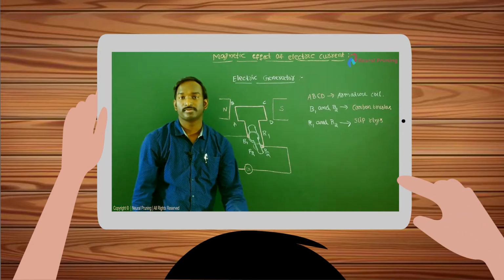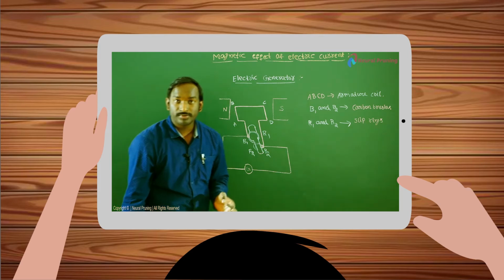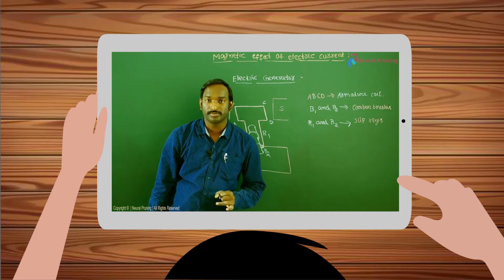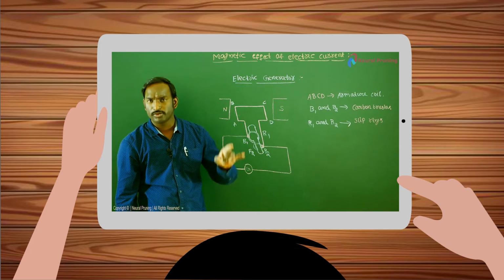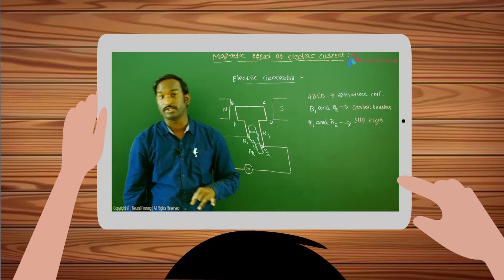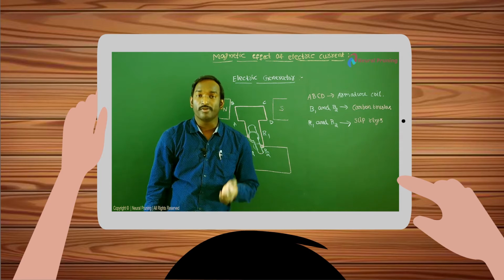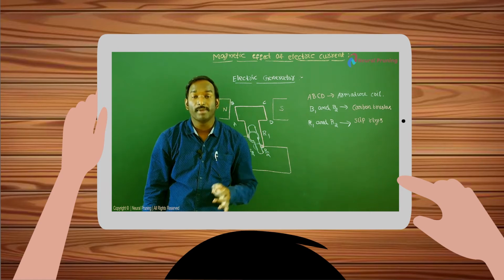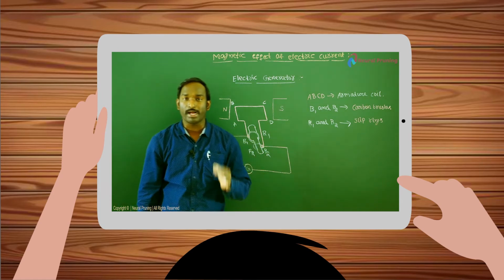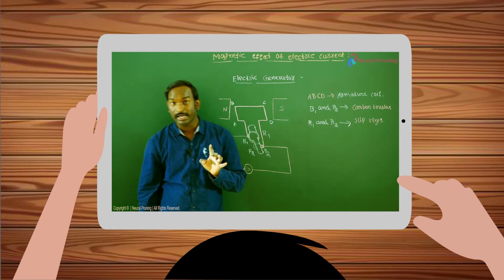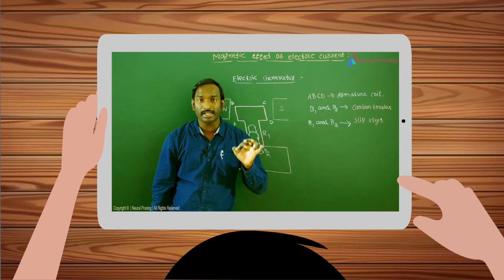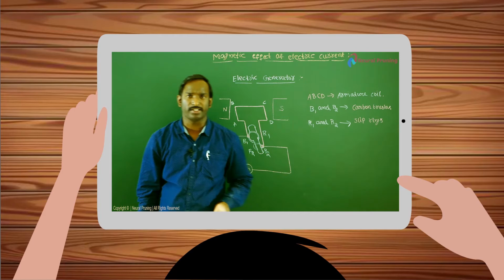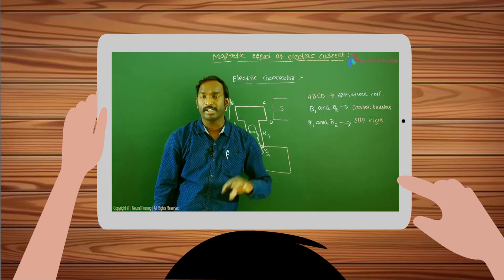What is a generator? See, a generator is a device which is used to convert mechanical energy into electric energy. A motor is a device which is used to convert electrical energy to mechanical energy. A generator mainly works on the principle of electromagnetic induction. What is electromagnetic induction? When there is a change in the magnetic flux linked with the coil, EMF is induced. Due to that EMF, current flows in the coil.